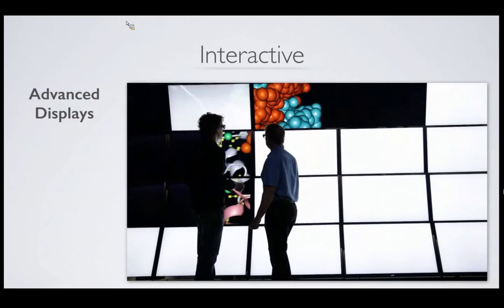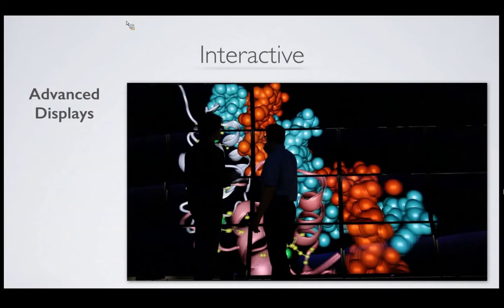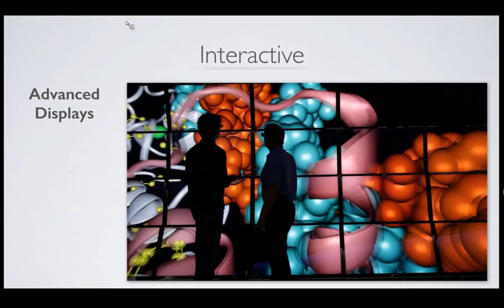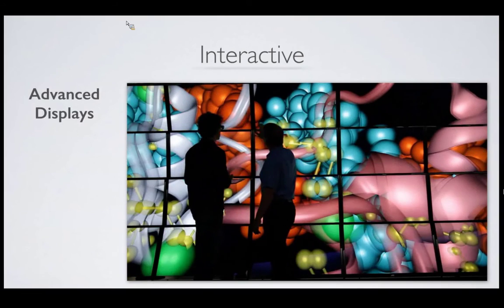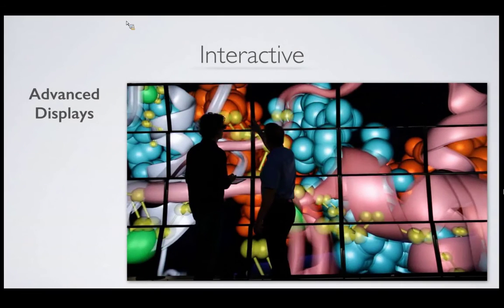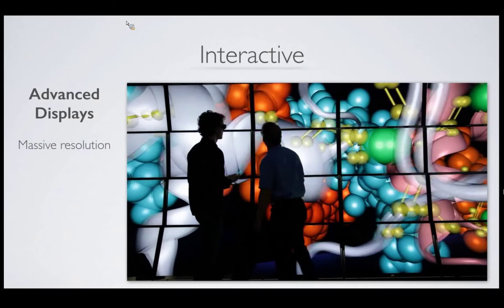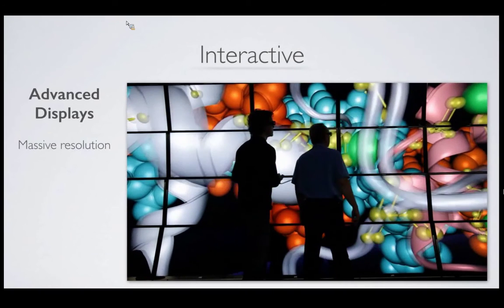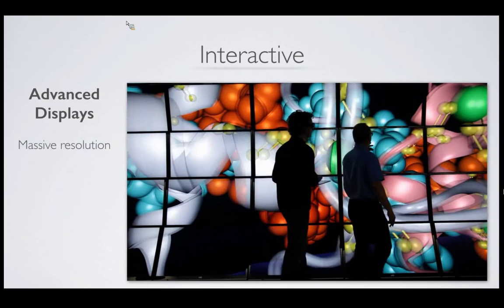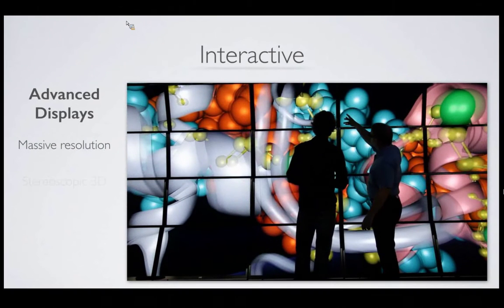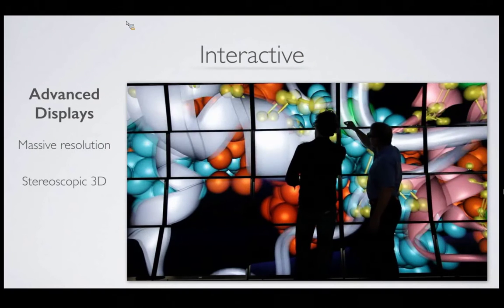So advanced displays is something else that we focus on in our group. What you're seeing in the video here is the 3D visualization wall in the Center for Advanced Molecular Imaging. And what we have here is something with massive resolution. We have almost 52 million pixels on this screen. We also have something that's 3D. So we have stereoscopic 3D.